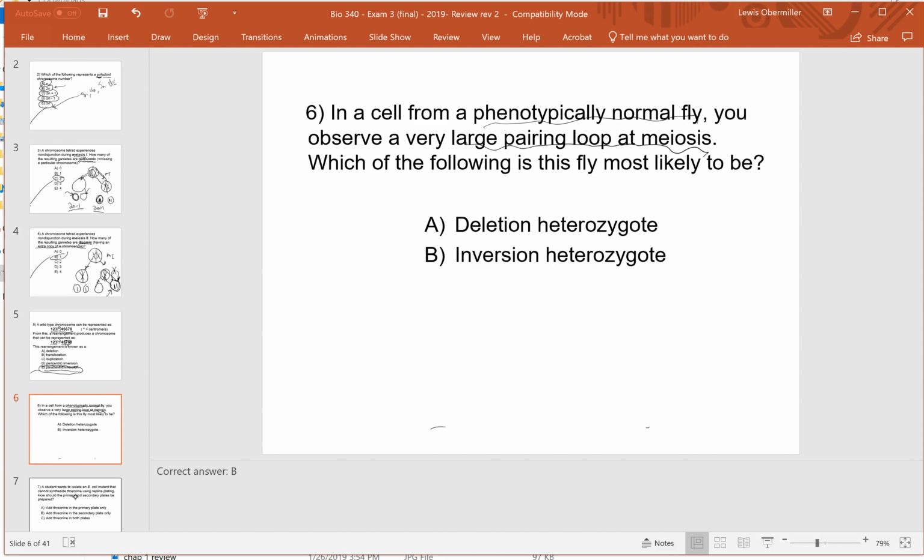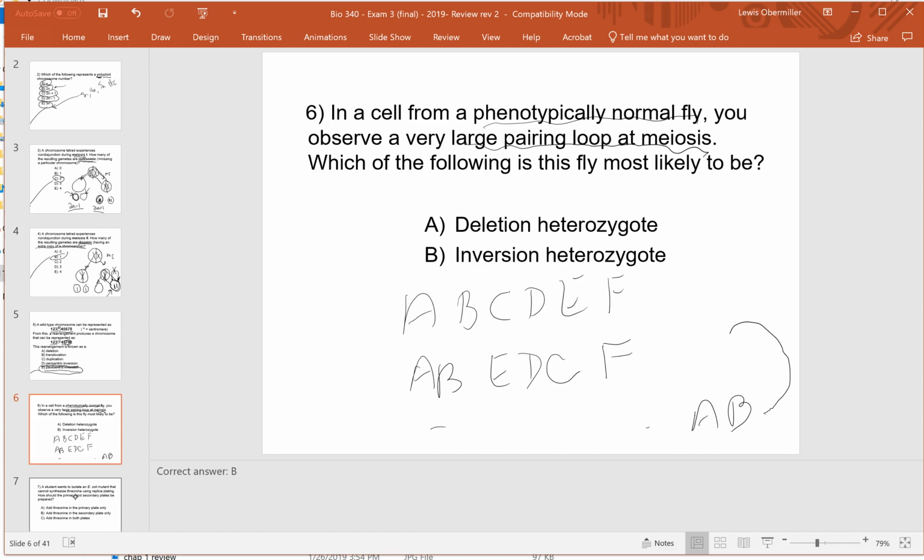So we have an inversion. Let's say the normal chromosome is A, B, C, D, E, F. And this one is A, B, E, D, C, F. So when this pairs up, it would end up looking like this. A, B, and then it had to loop around like this.